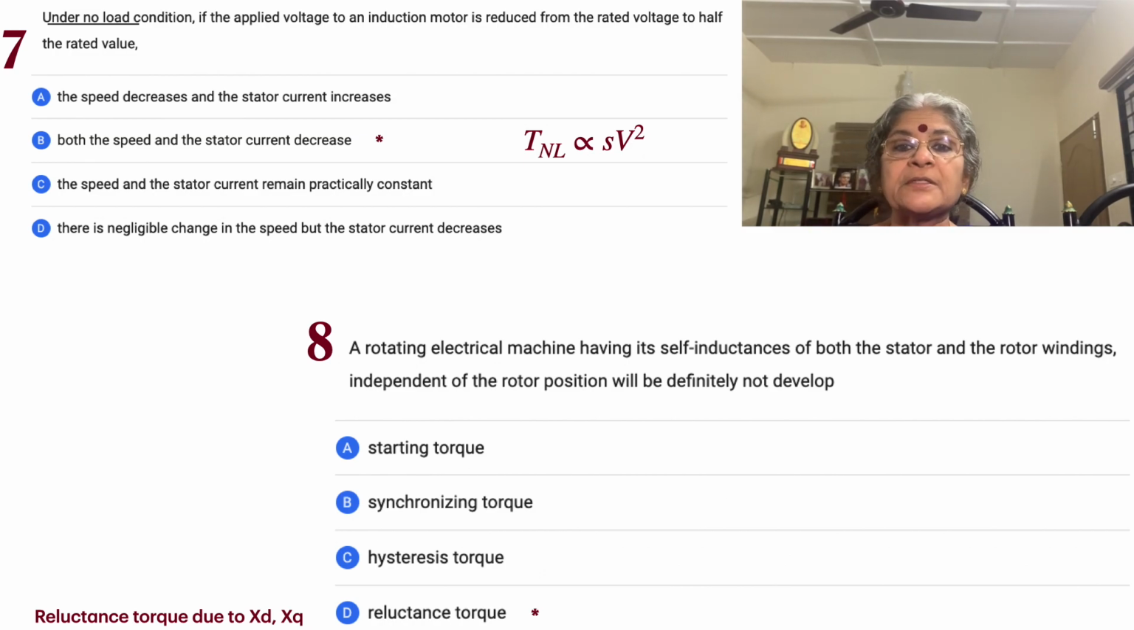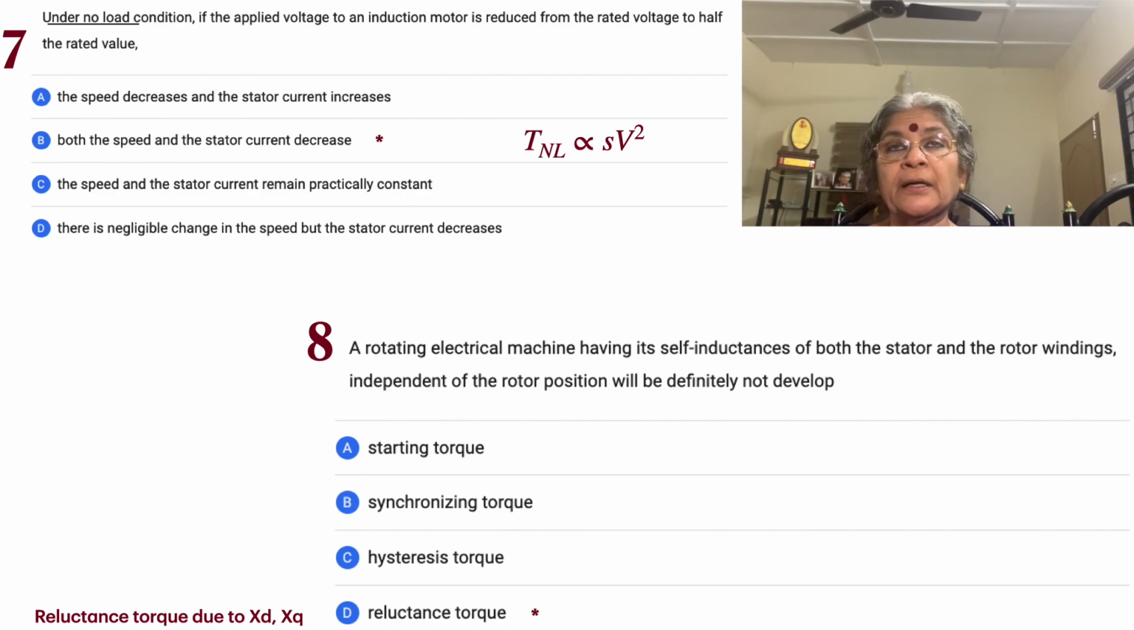So the speed comes down, and the stator current also, because the voltage is reduced, the current that is pulled from the source becomes smaller, because the voltage supplied is lower. So both the speed and the stator current decrease. These are very simple things.